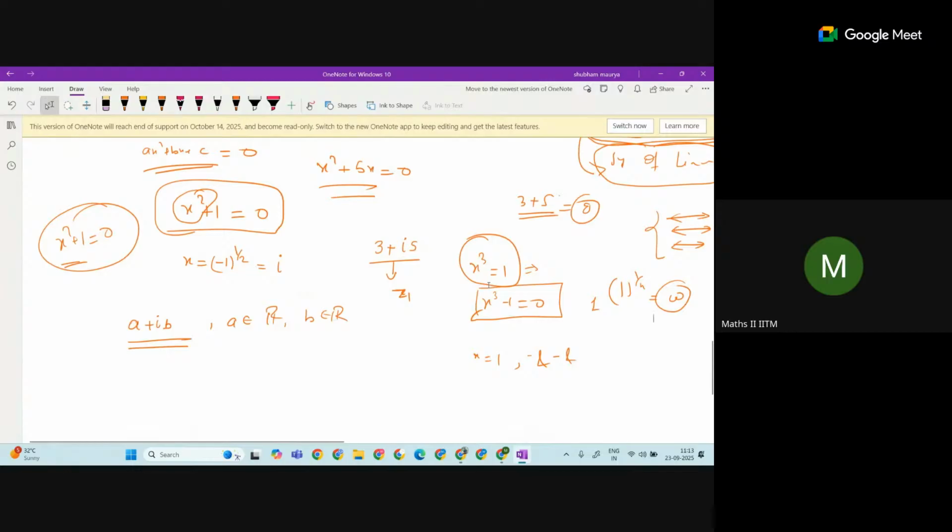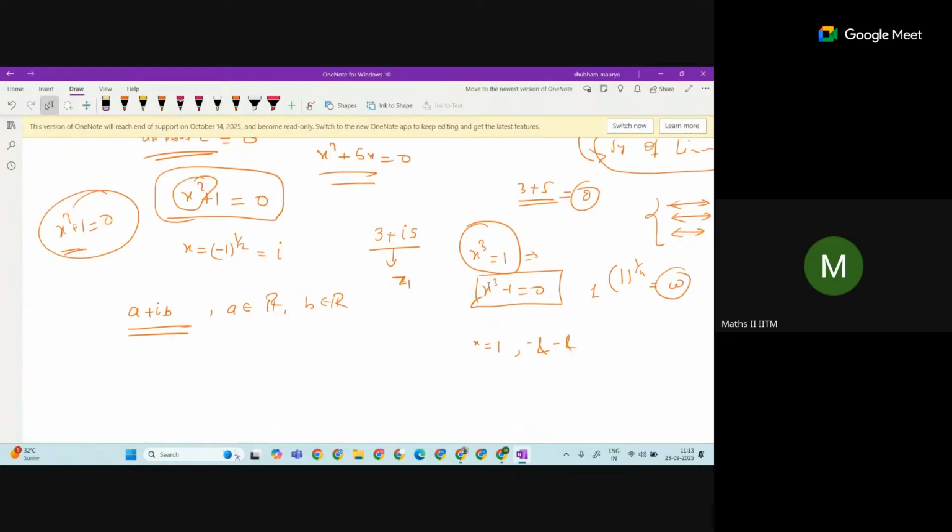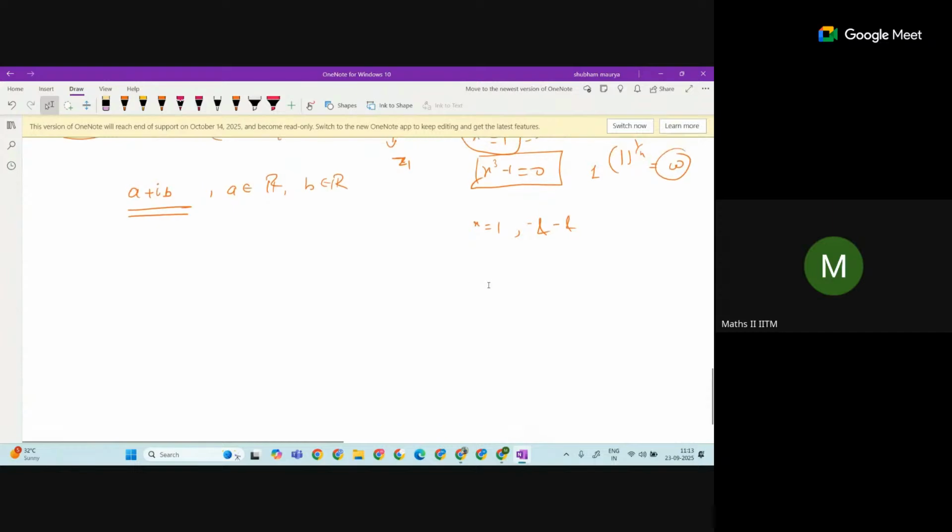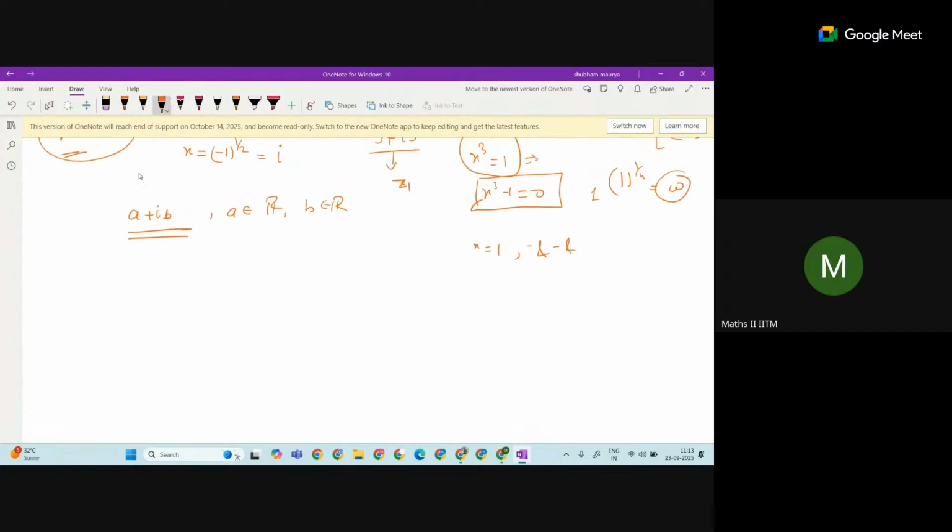We will see this complex number in more detail. I think in Maths 1 it was already done, right? The complex number, yeah, I think so. Just a recap and recall: a complex number is actually a representation of this form, where the absolute value is also defined.